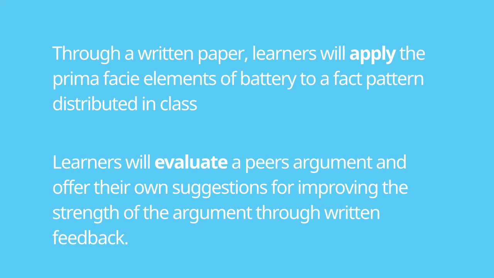Here are two examples of using Bloom's taxonomy to write objectives. Through a written paper, learners will apply the prima facie elements of battery to a fact pattern distributed in class. Or, learners will evaluate a peer's argument and offer their own suggestions for improving the strength of an argument through written feedback. Each of these addresses a level in Bloom's taxonomy: apply, which is in the middle, and evaluate, which requires a deeper cognitive process.